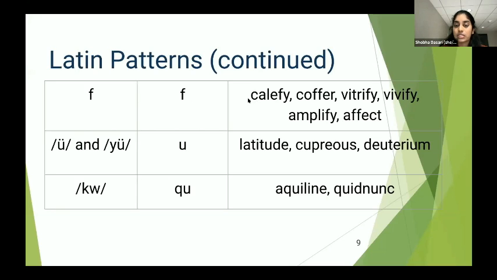And so examples of this are calify, coffer, vitrify, vivify, amplify, and defect. And yeah, so this is relatively straightforward in Latin.